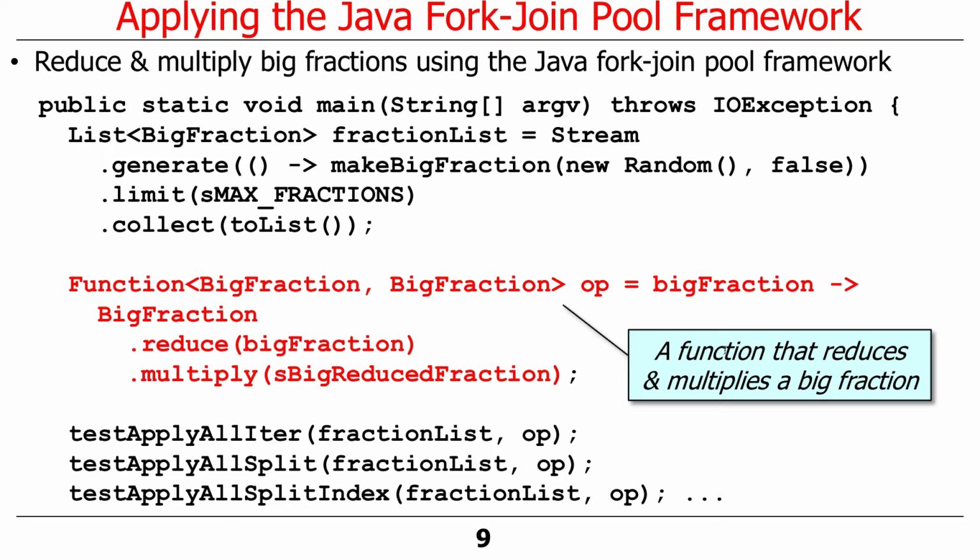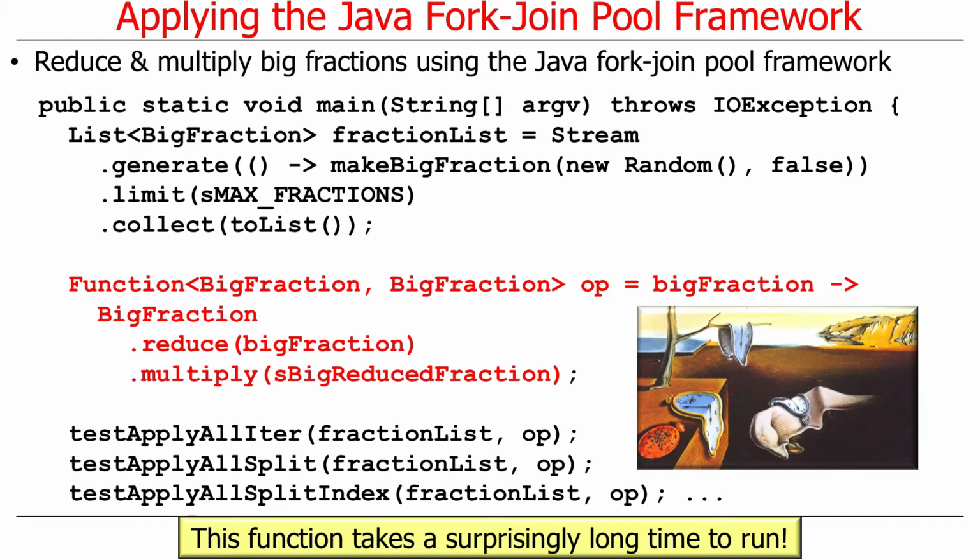We then have a function which maps big fraction to big fraction. So what this function is going to do is take an unreduced big fraction, this thing, and it's going to reduce it, and then it's going to multiply it. So this particular function, as we're defining here, is going to take a big fraction, reduce it, and then return the result of multiplying the reduced big fraction by some constant.